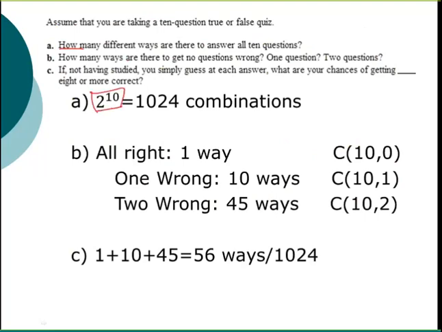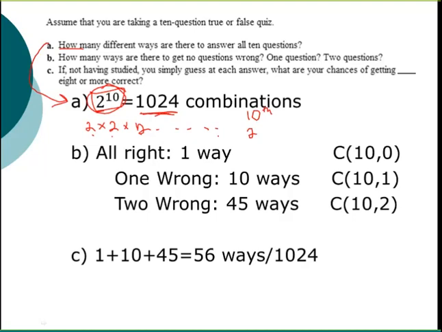Well, this 2 to the 10th is there because every question is true or false. So the first question I have 2 options. The second question I have 2 options. The third question I have 2 options. And then I keep doing that all the way to the 10th question. I have 2 options. So if I do the fundamental counting rule, I multiply the 2 times 2 times 2 times 2, 10 times, which is 2 to the 10th. So there's 1,024 different combinations of answer choices. Okay, so that's our answer to A.